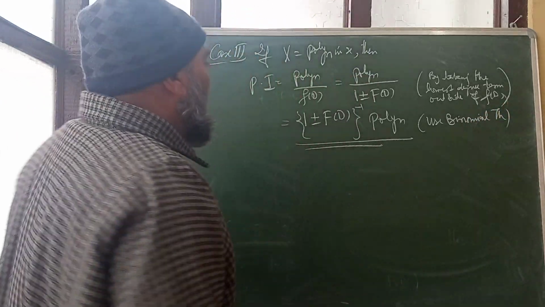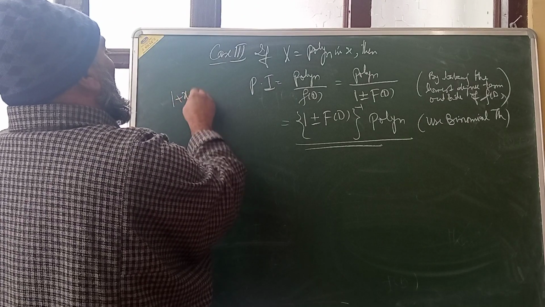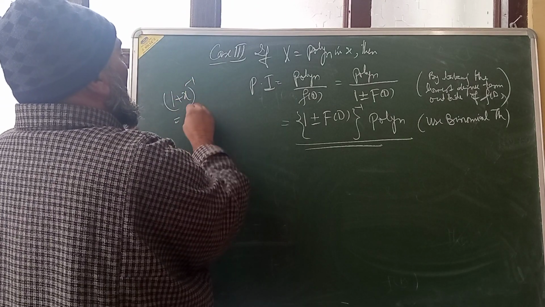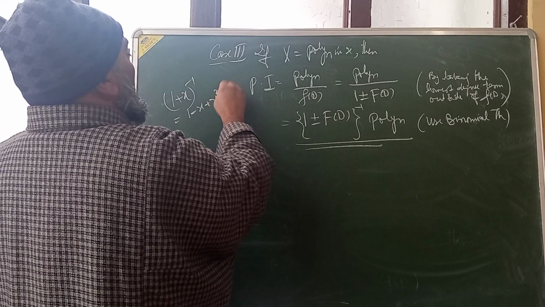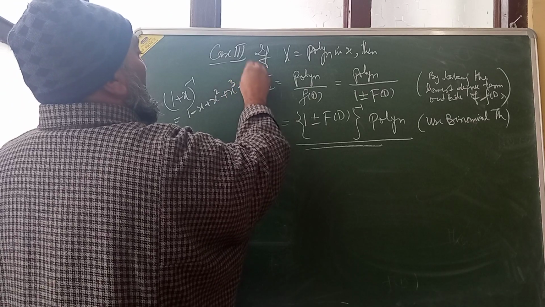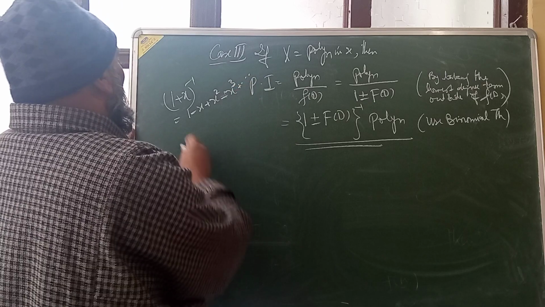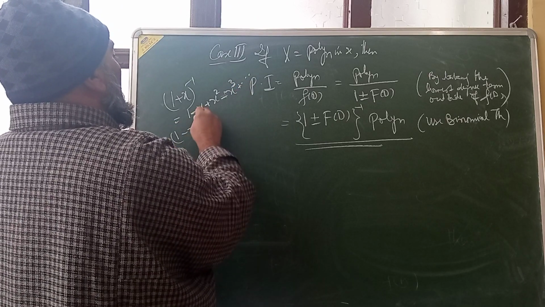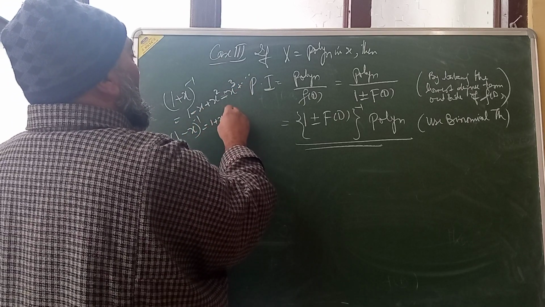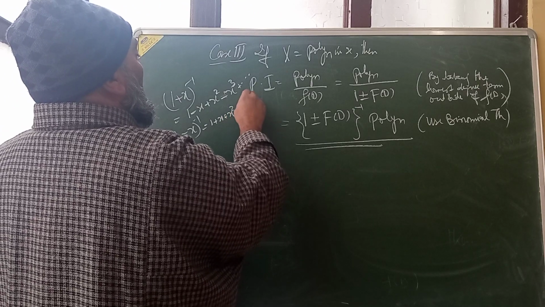See, 1 plus x to the power minus 1 is 1 minus x plus x square minus x cube plus so on, with alternating signs. 1 minus x to the power minus 1 is 1 plus x plus x square plus x cube plus so on.